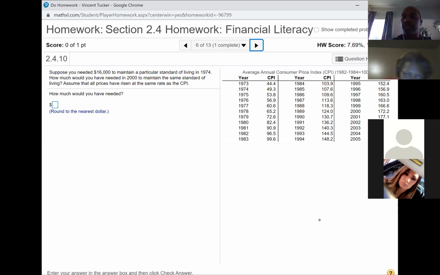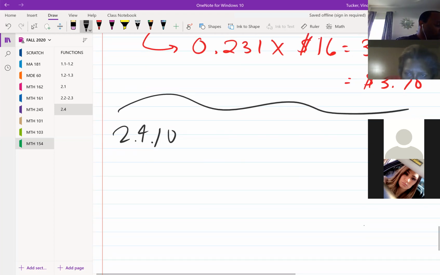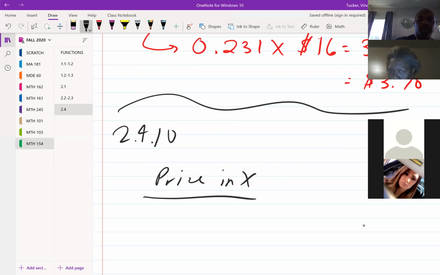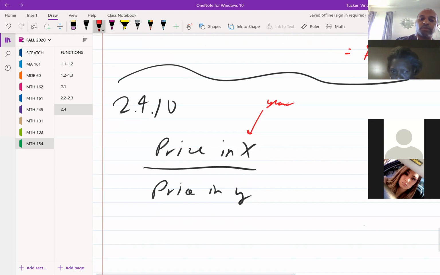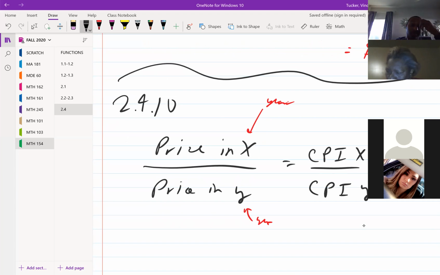All right. So before we go there, I'm going to go to the notes. This is 2.4.10. What we need to do is set up a proportion once again. We're going to do price in X, and X is going to represent whatever year you're talking about, over price in Y, which also, like I said before, represents a year. Then we're going to do CPI in X and CPI of Y. If we set up that proportion, we'll be able to solve.